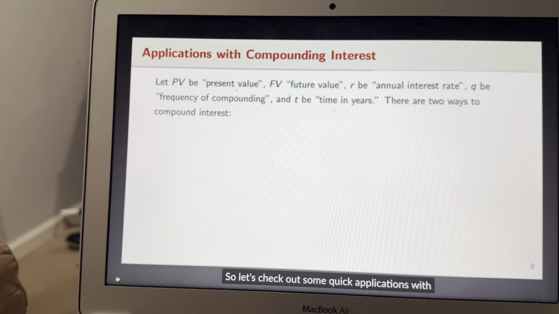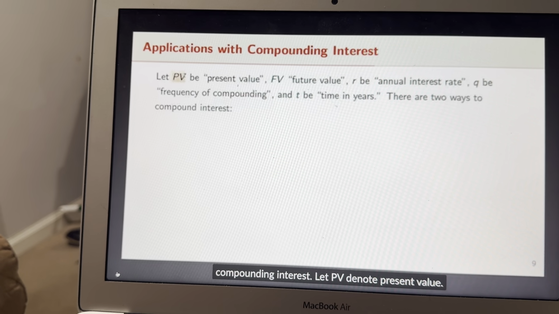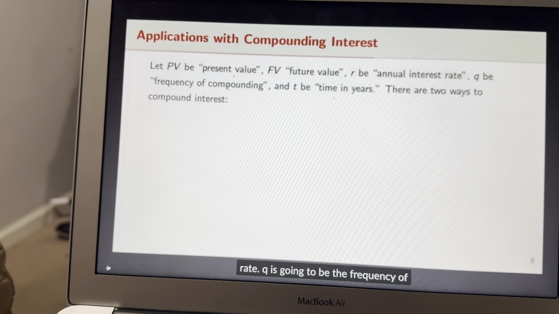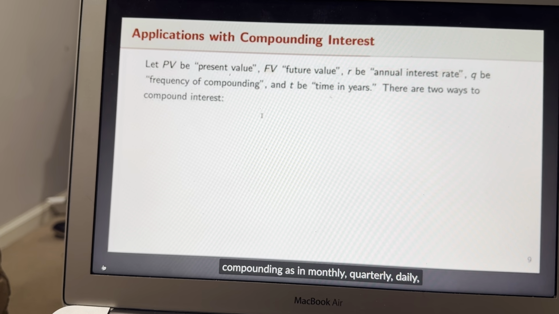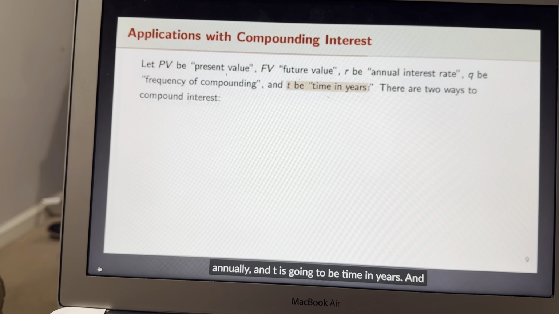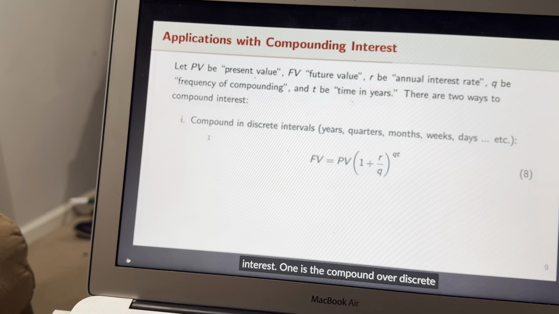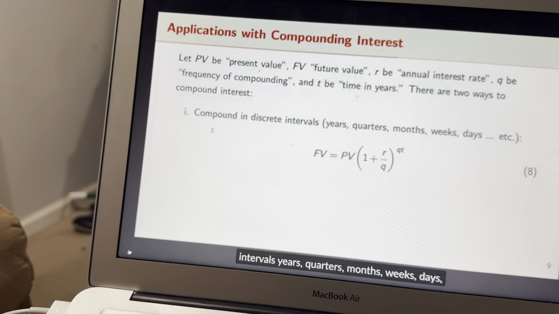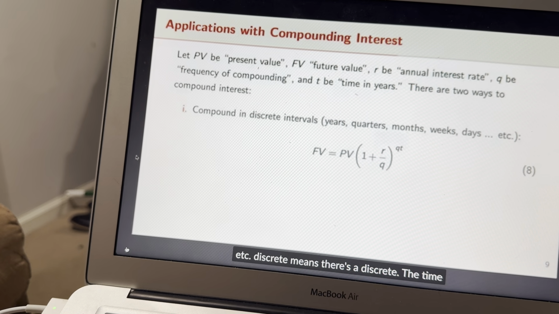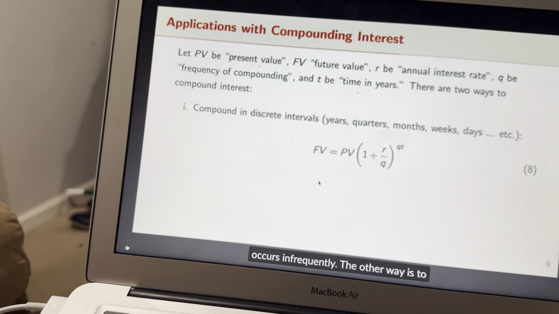So let's check out some quick applications with compounding interest. Let PV denote present value, FV denote future value, R denote the annual interest rate, Q the frequency of compounding, as in monthly, quarterly, daily, annually, and T time in years. There are two ways to compound interest. One is to compound over discrete intervals: years, quarters, months, weeks, days, etc. Discrete means the time period itself is discrete, and the compounding occurs infrequently.